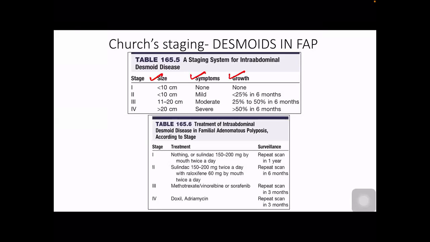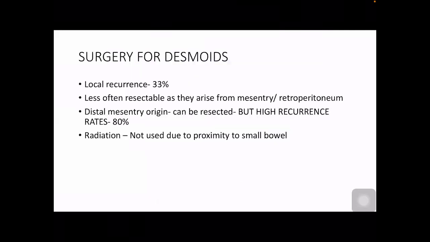So for a stage 4, which is a larger size with symptomatic and interval growth, in that case you might have to use doxorubicin or Adriamycin. Fine. So surgery for desmoids is usually not contemplated. As much as possible, you have to do conservative management, because even if you do a surgery, there will be a local recurrence rate of 33%, and they are less often resectable, because mostly they arise from the mesentery and retroperitoneum.